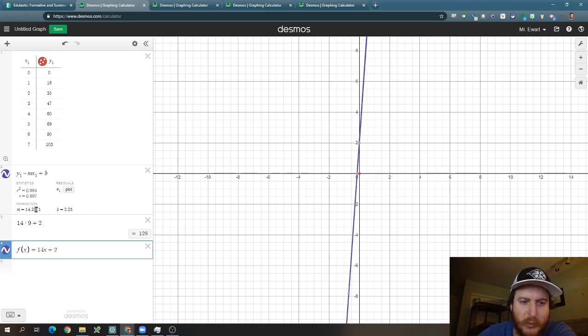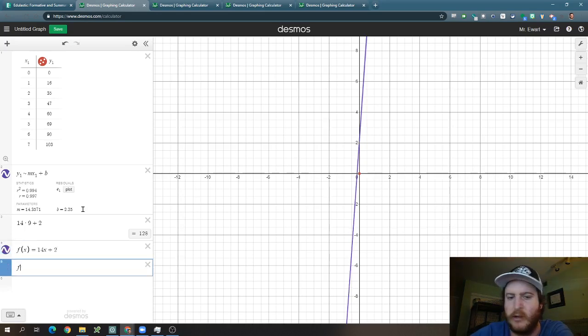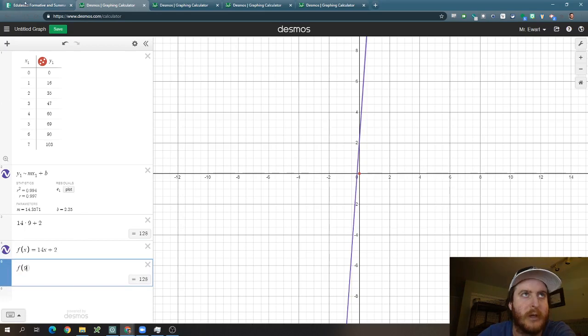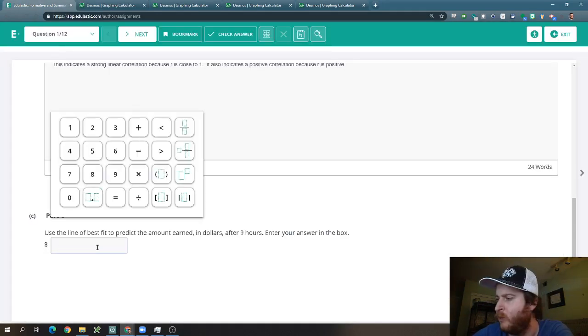Normally we would do 14.3571x plus 2.25, but it told us to round our line to the nearest whole number, and then we can do f of 9, we get 128. So lots of different ways to do that. Either way, we get 128.